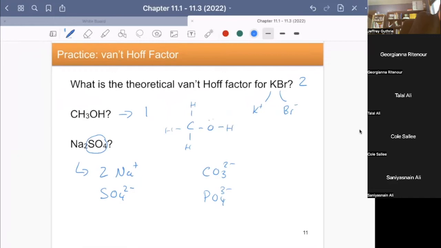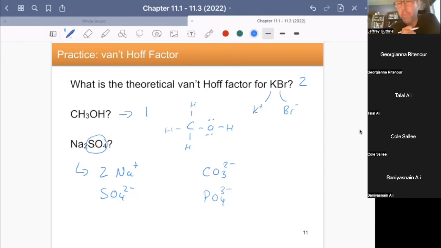If you were to draw a Lewis structure of it, those are all covalent bonds. Carbons and hydrogens never break apart, at least when we're talking about water. If you get into organic chemistry, it's a whole different situation. But for us, carbons and hydrogens never break apart.